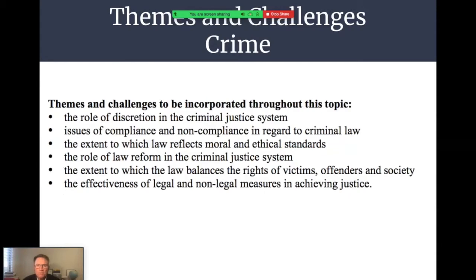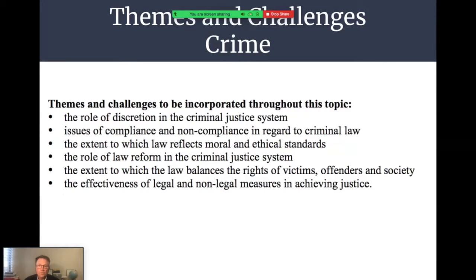In the themes and challenges for crime, we see that there's a little bit of overlap. For example, issues of compliance and non-compliance in relation to criminal law. But we also have the first topic area, such as the role of discretion. And in the criminal justice system, we see a number of different areas of discretion, including police discretionary powers, but also judicial, or the discretionary powers of judges.